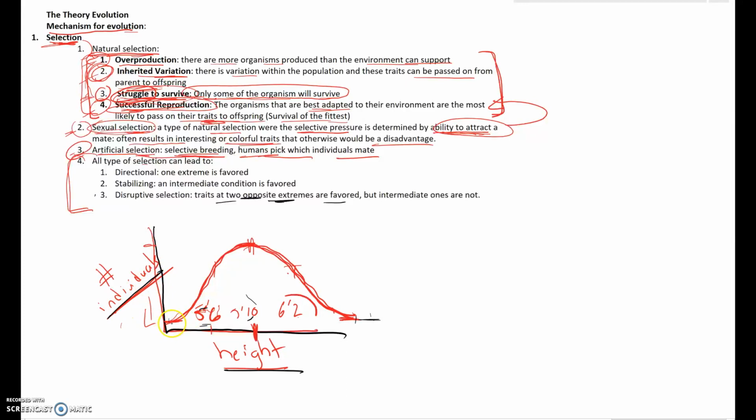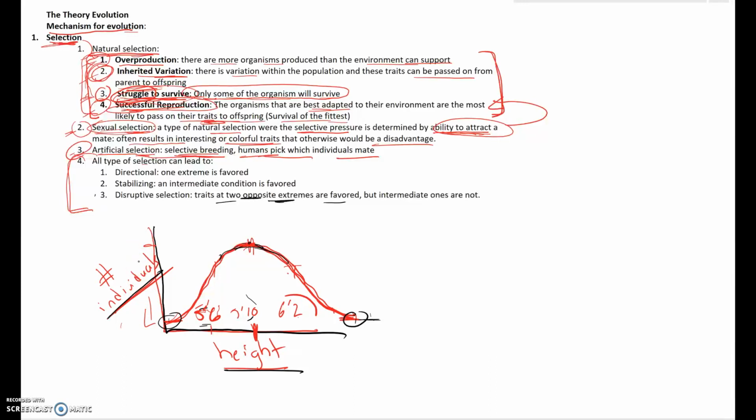So there would be very few individuals that are less than 5 feet, and very few individuals over here that would be, say, more than 7 feet, and lots of individuals that are somewhere in this middle range. 5'6" to 6'2" would be where most of the individuals were. So higher on our y-axis would be more individuals in the population of that particular height.